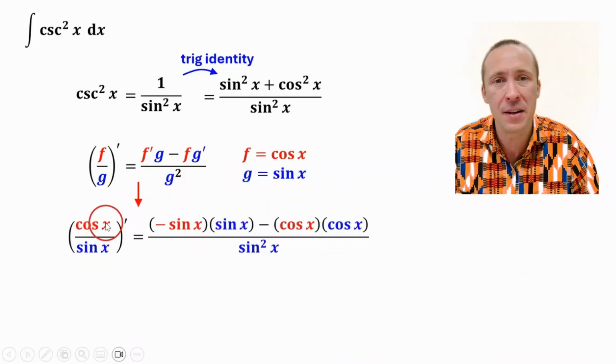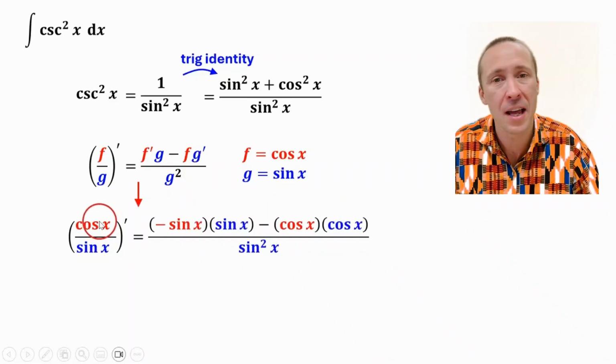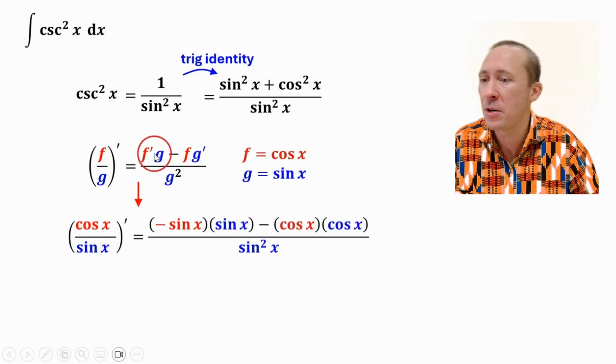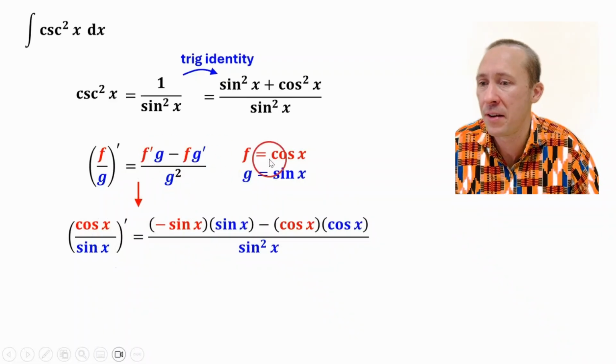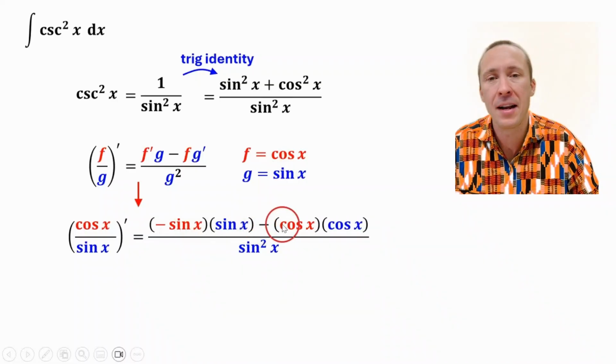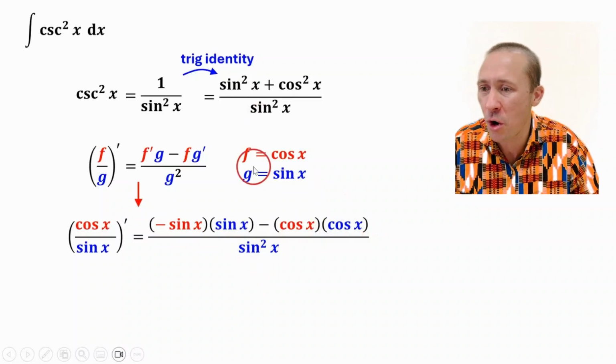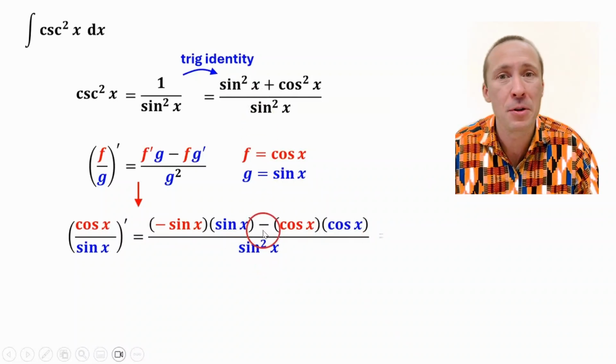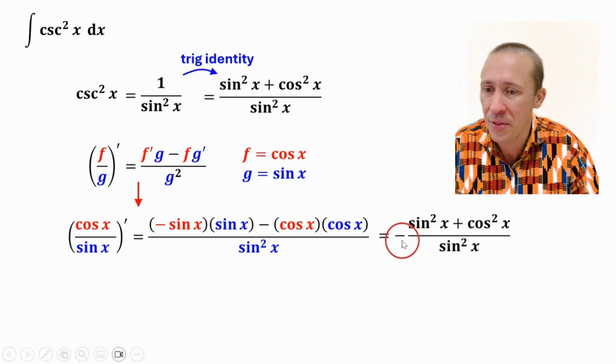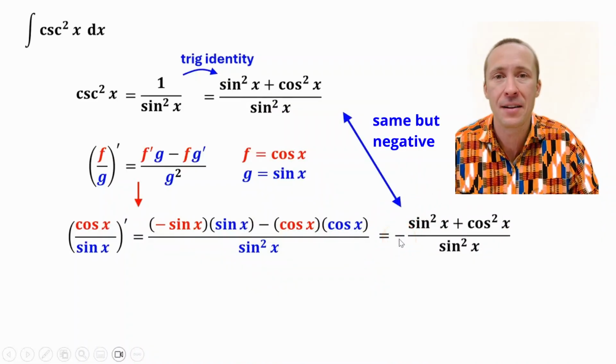So we'll take the derivative of f over g, which is cos x over sine x, and that equals f prime, which is the derivative of cos x, which is negative sine, times g left alone, minus f left alone times the derivative of g, which is cos x, divided by g squared. And these two look almost exactly the same, except there's a negative sign. So if we factor out the negative sign, they're all the same but a negative sign.